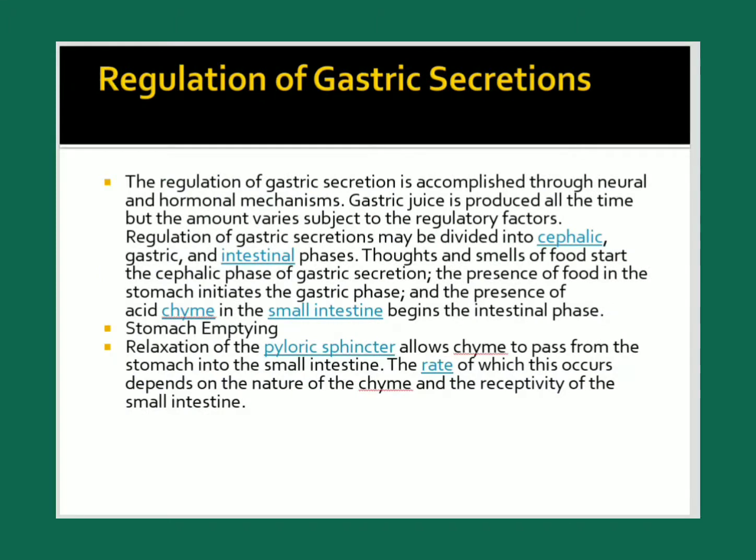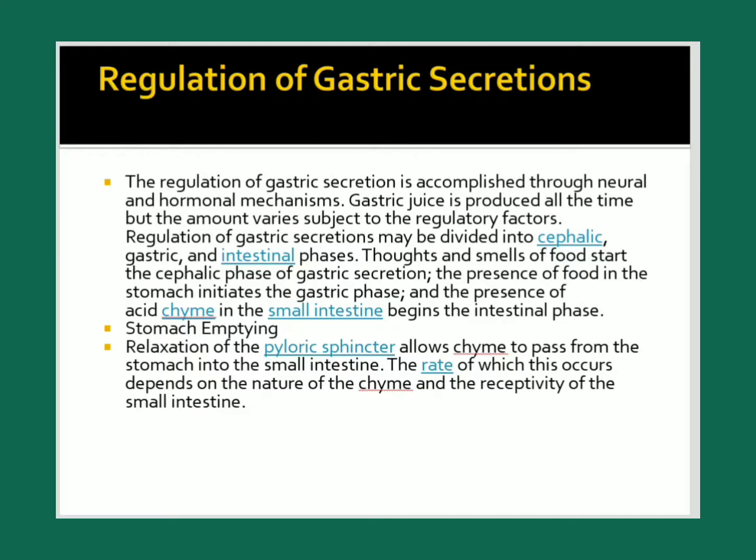The regulation of gastric secretion is accomplished through neural and hormonal mechanisms. Gastric juice is produced all the time, but the amount varies subject to regulatory factors. The regulation of gastric secretions is divided into cephalic, gastric, and intestinal phases. The smell of food starts the cephalic phase of gastric secretion. The presence of food in the stomach initiates the gastric phase, and the presence of acid chyme in the small intestine begins the intestinal phase.